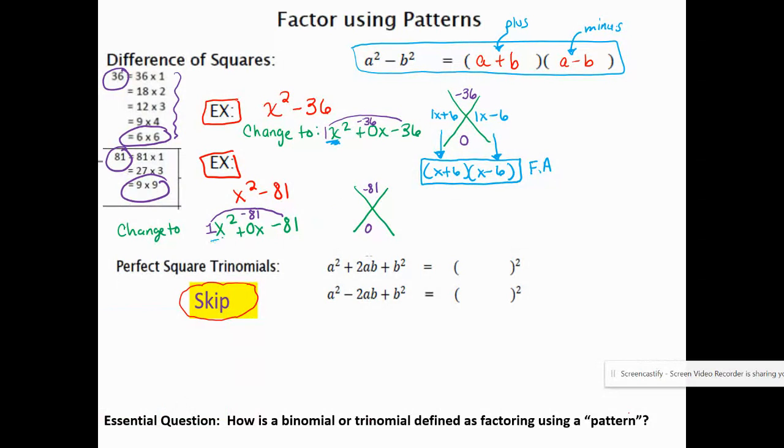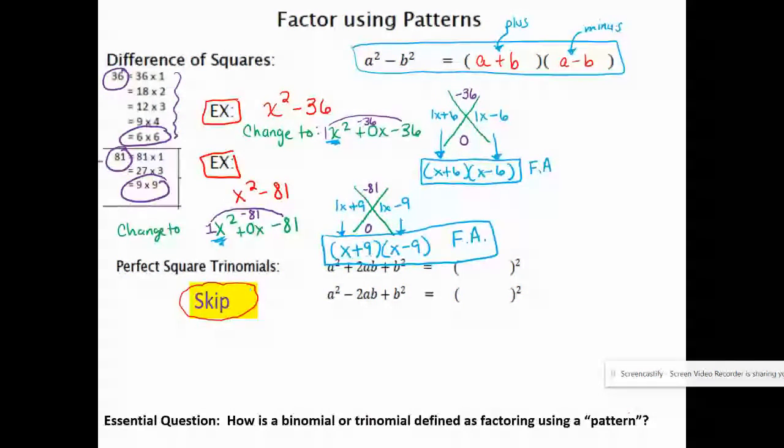We always write down this first term, so 1x with positive 9 and 1x with negative 9, and there's our final answer. We don't have a lot of room for the final answer on this one, sorry, you guys. So x plus 9 in one parenthesis and x minus 9 in the other; one's a plus and one's a minus. That's our final answer. And we're going to skip this one. We're going to skip the perfect square trinomials, okay? We're not going to do those.